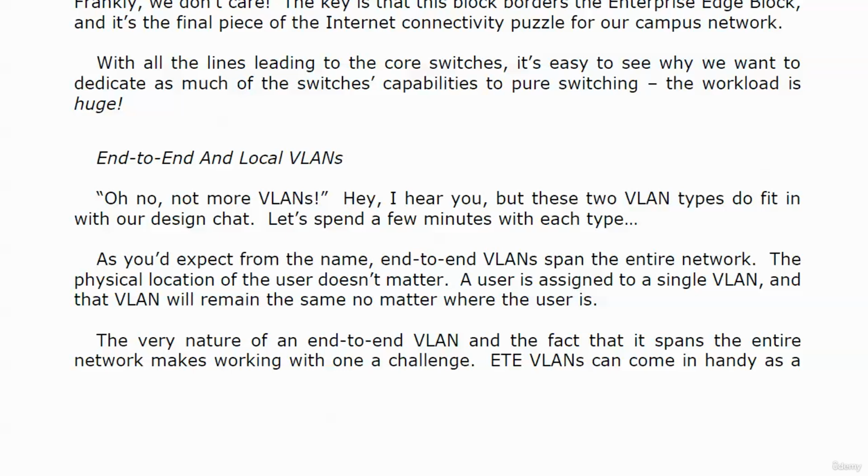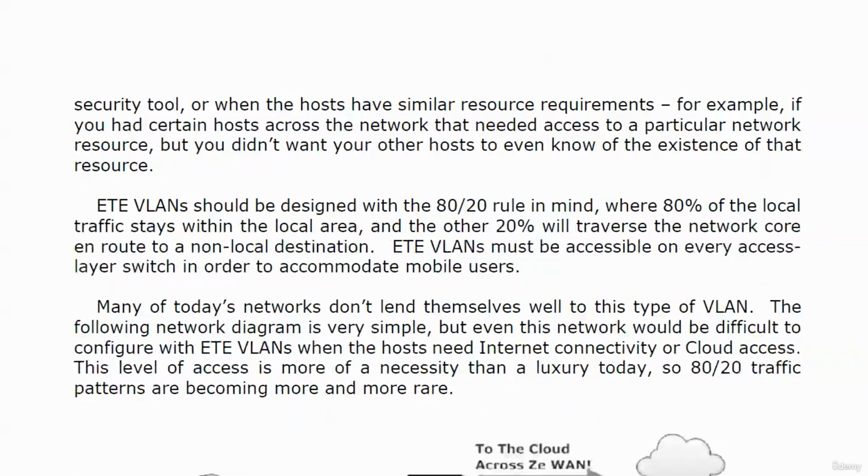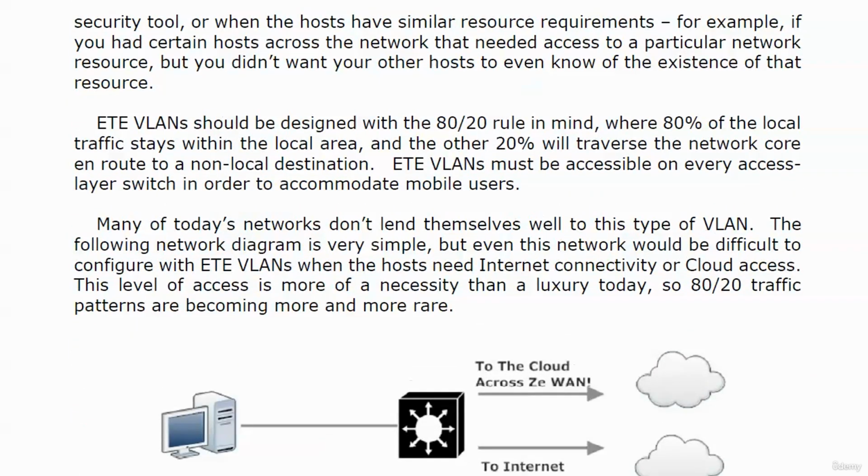Now, in today's world, just the very nature of an end-to-end VLAN and the fact that it's going to span the entire network, it makes working with one of these babies a real challenge. Now, end-to-end VLANs can come in handy as a security tool or when the hosts have similar resource requirements. Like, say, if you had certain hosts across the network that needed access to a particular network resource, but you didn't want your other hosts to even know that resource existed. I would keep this rule in mind. It's the end-to-end VLAN rule.